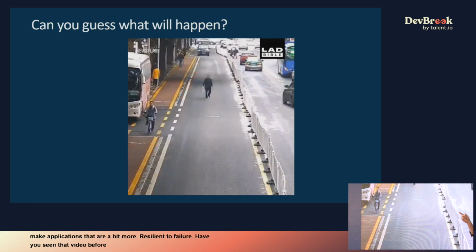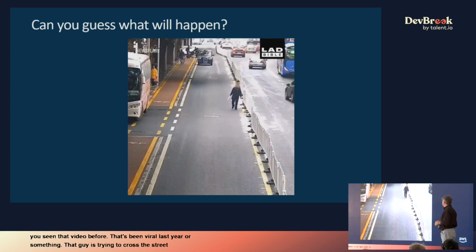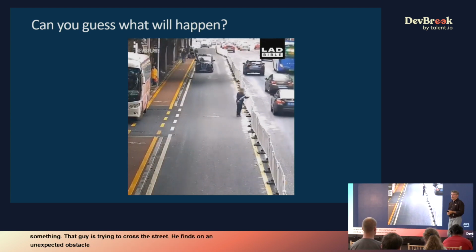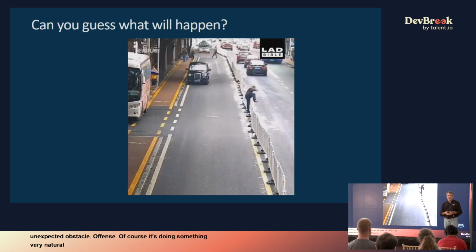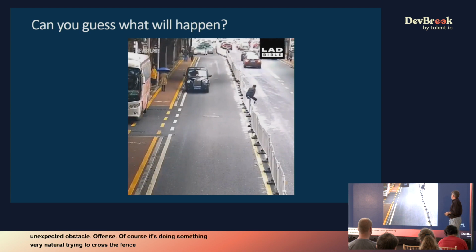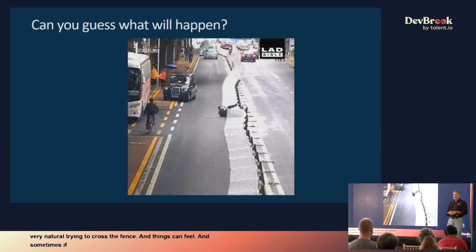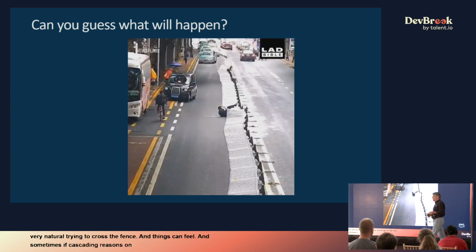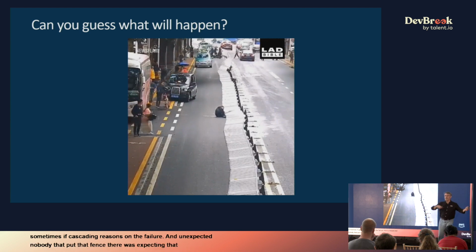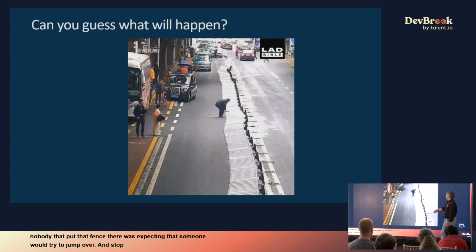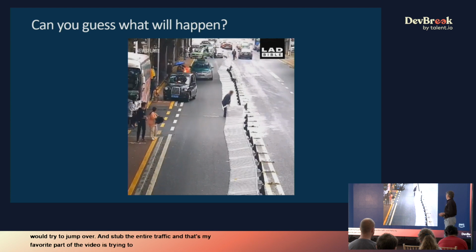Have you seen that video before? It went viral last year or so. That guy is trying to cross the street. He finds an unexpected obstacle, a fence. Of course, he's doing something very natural, trying to cross the fence. And things can fail. And sometimes they have cascading results on the failure, and unexpected. Nobody who put that fence there was expecting that someone would try to jump over and stop the entire traffic. And that's my favorite part of the video. It's the poor guy trying to correct the error.